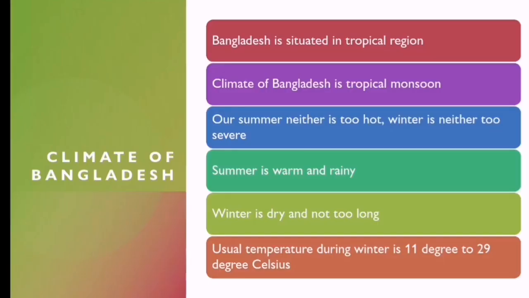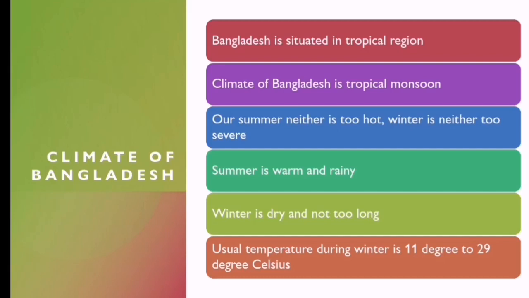We have already known that Bangladesh is situated in the tropical region of the globe, and that is why our climate here is tropical monsoon. Besides, as we are near the sea, that is another reason why our summer is neither too hot nor our winter too severe. In our country, the summer is warm and rainy.